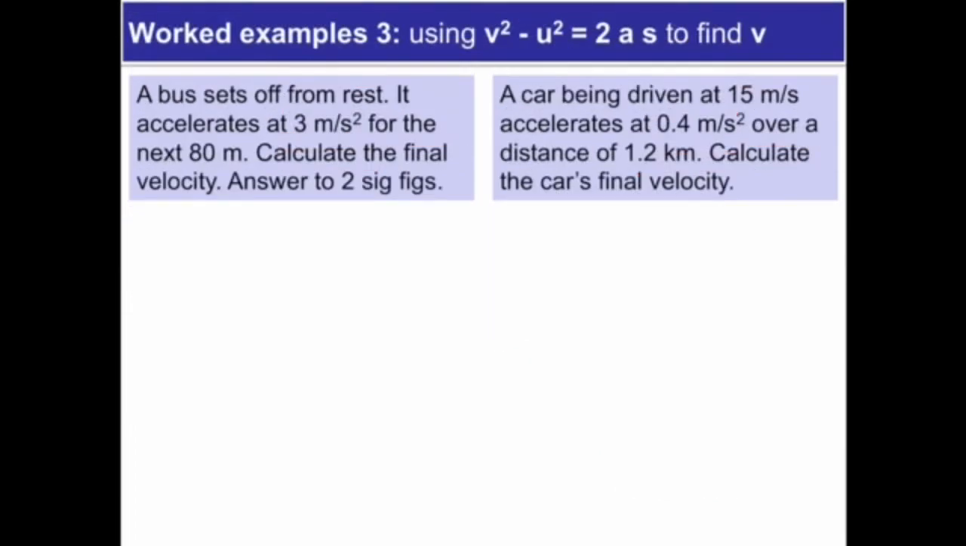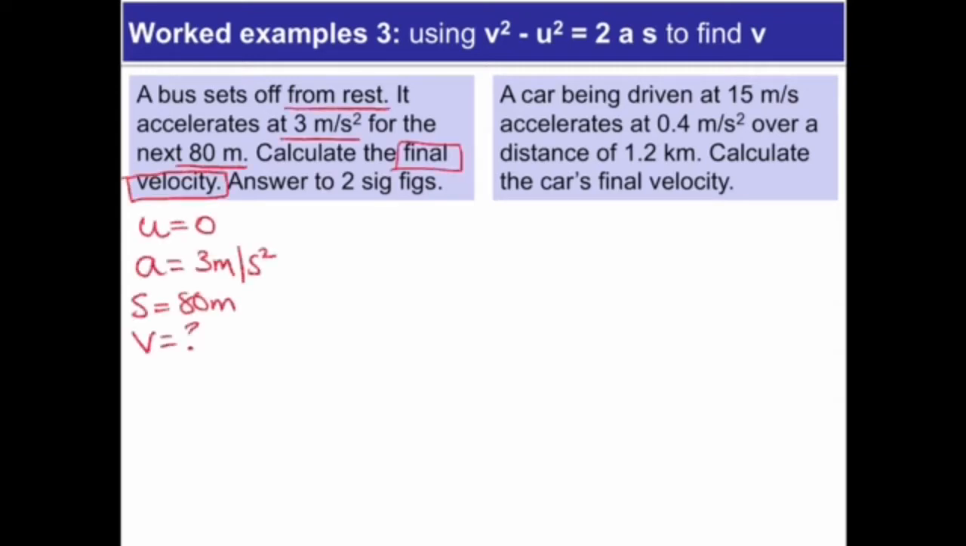Next thing you might be asked to do on an exam with that equation is find one of the speeds. So let's look at how to find v, the final velocity or the final speed. Okay, a bus sets off from rest, so u equals 0. It accelerates at 3 metres per second squared for the next 80 metres. So there's all our data. Calculate the final velocity and then answer to 2 significant figures. So we write down the equation.